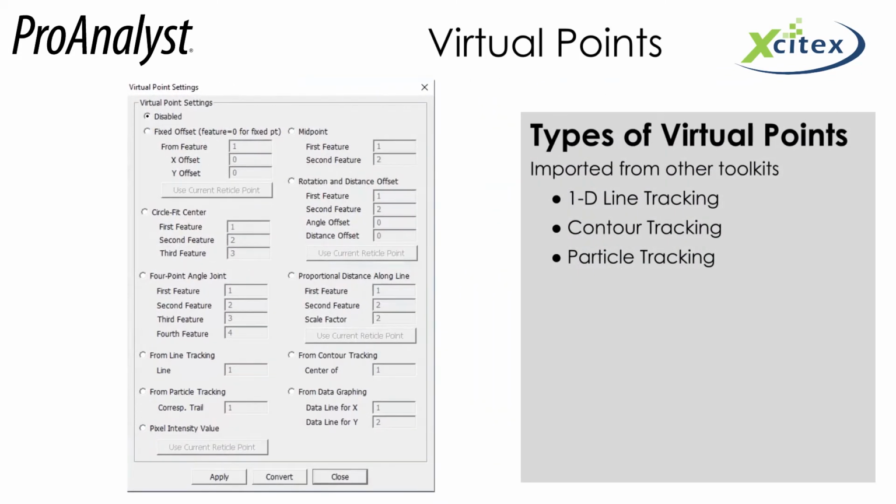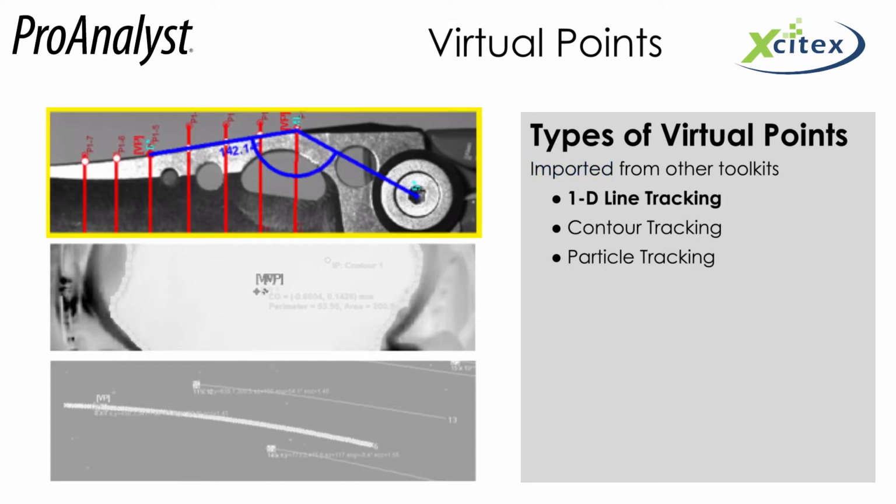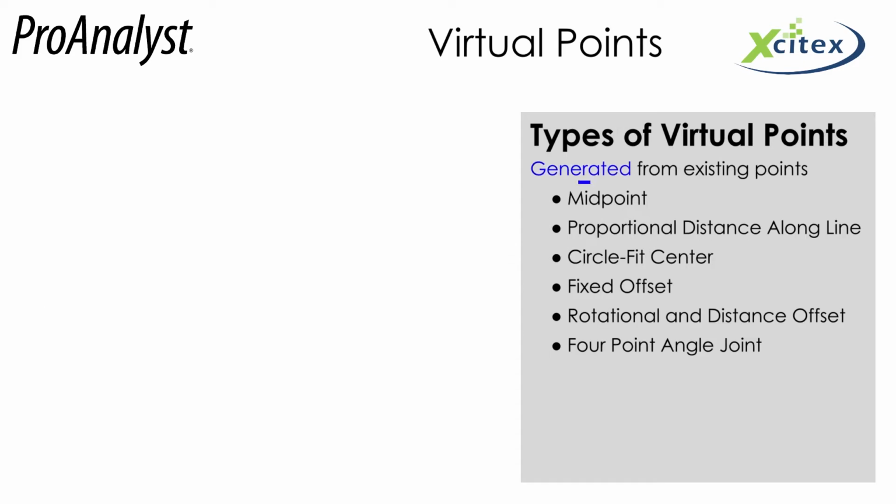Virtual points can be simplified into two distinct groups: virtual points imported from other toolkits like 1D tracking, contour tracking, and particle tracking, and virtual points generated from existing points. In this video, we're going to examine generated virtual points. There are 6 main types of generated virtual points.